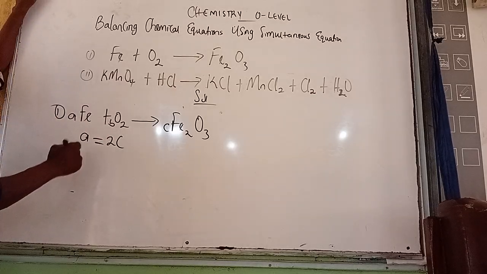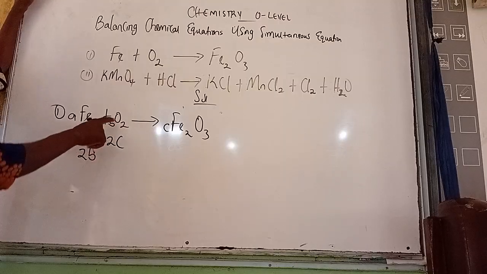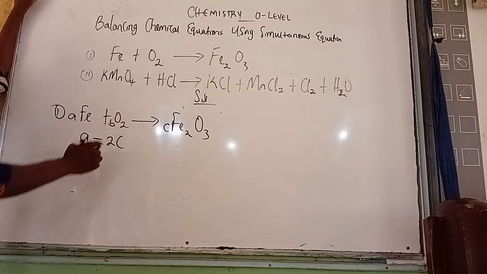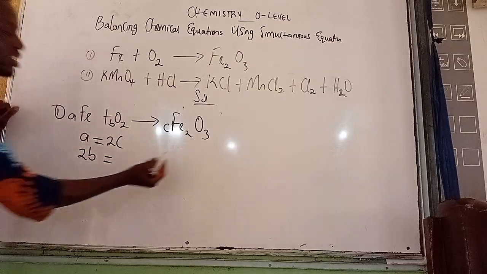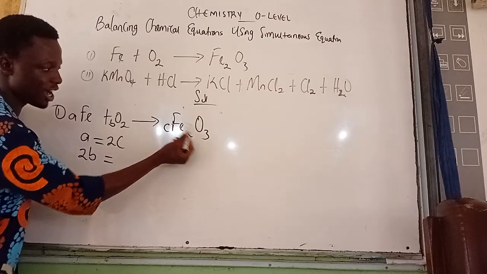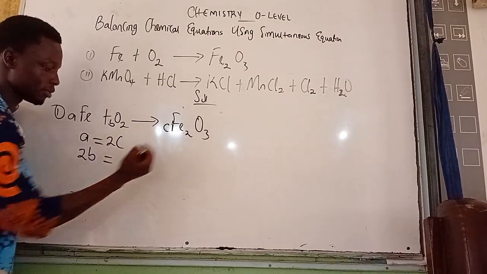Now let's move to B. We have 2 of oxygen here, so here it will be 2B, because oxygen is B and its subscript is 2. So we have 2B equals to, where do we have oxygen? In C. Both Fe and oxygen are C. A, B, C. So here we have 3C, because oxygen is 3 there.